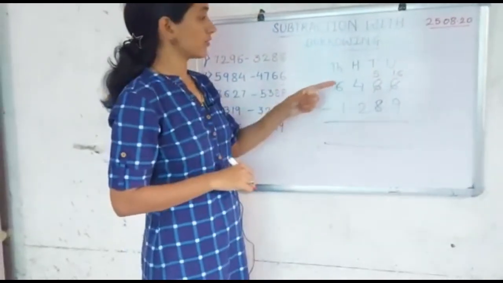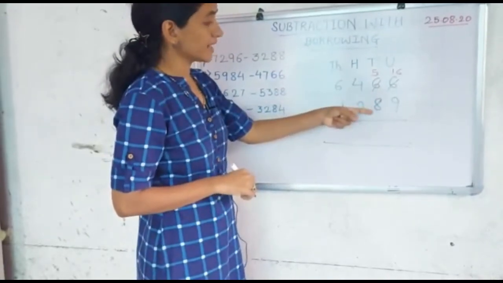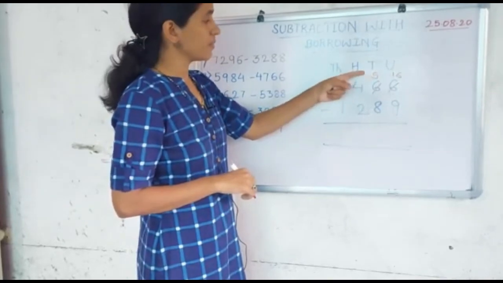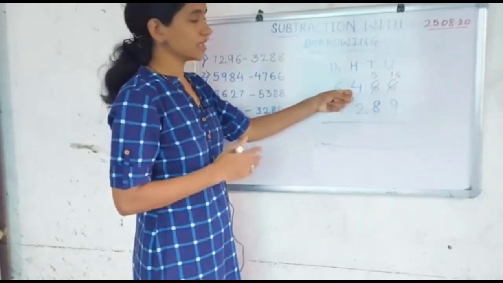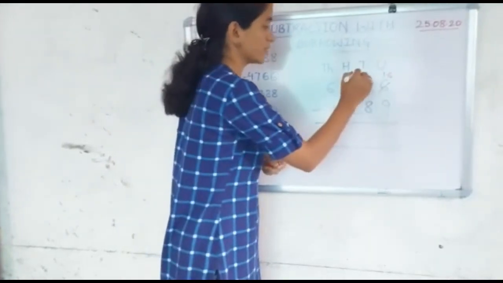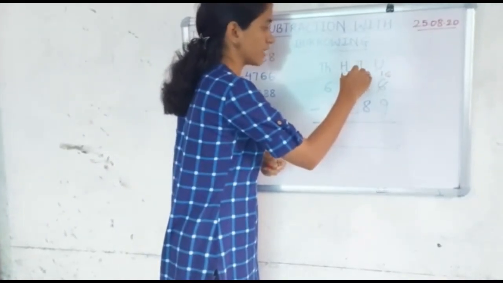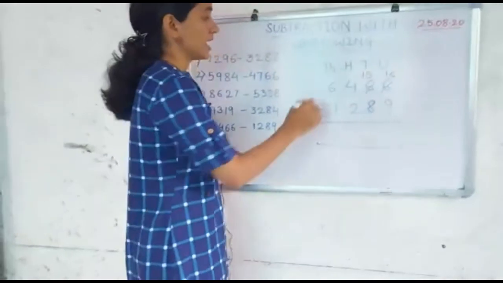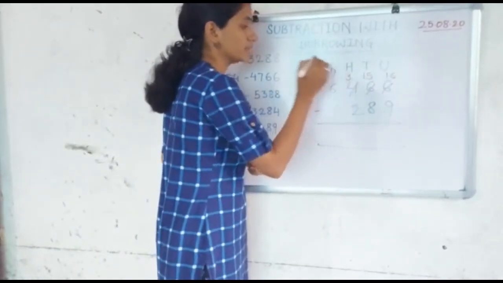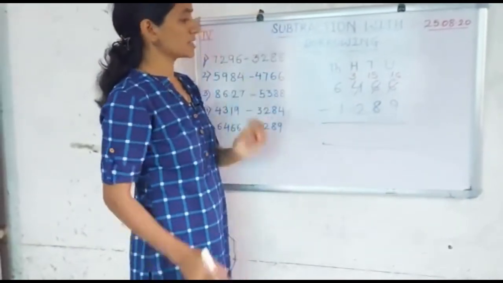One more thing you have to do in here, that you cannot subtract 8 from 5. So what will 5 do? 5 will borrow one number from 4, the number which is next to 5. So what will 4 do? 4 will give one number to 5, and 5 will become 15, and because 4 has given one number to 5, 4 will become 3 now. So now you can subtract.